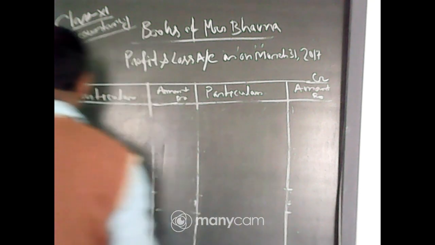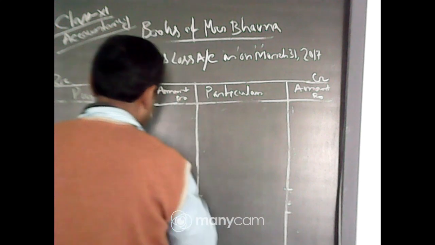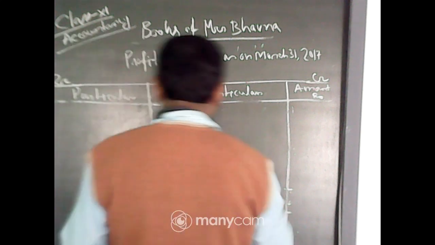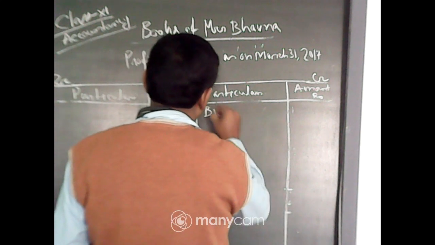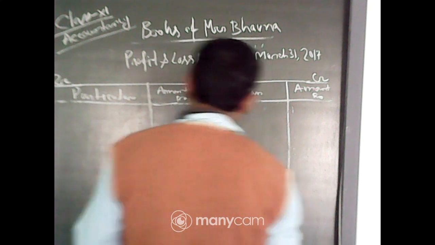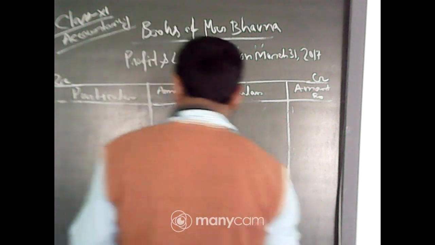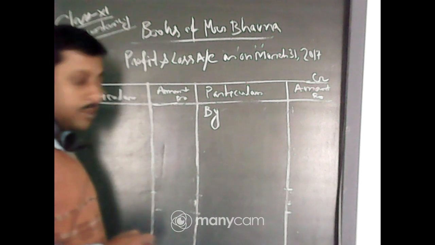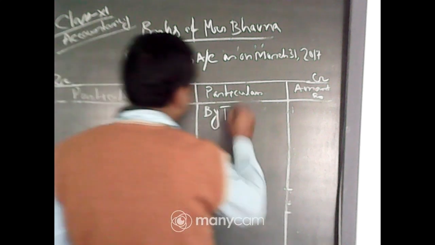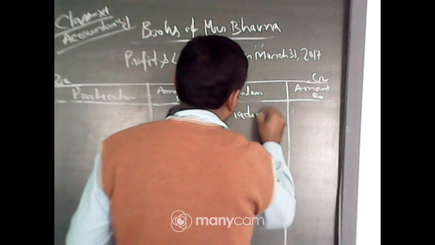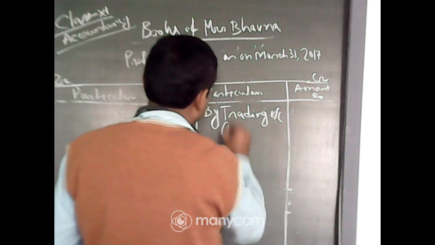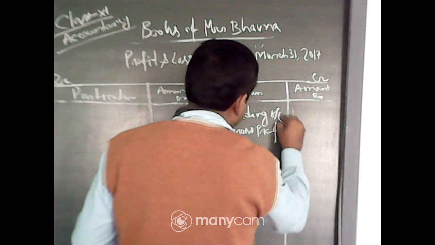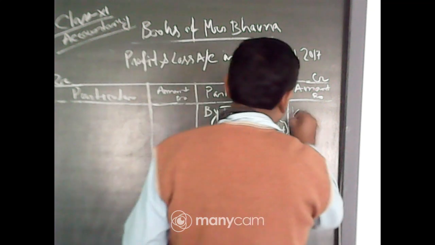So first we have to transfer the gross profit. Just a transfer entry you have to make. So the trading account will be debited and the profit and loss account credited, because we know the profit and loss account is a nominal account. If there is any income, that will be credited. So by trading account, we just write in brackets gross profit, and the amount is 95,000.